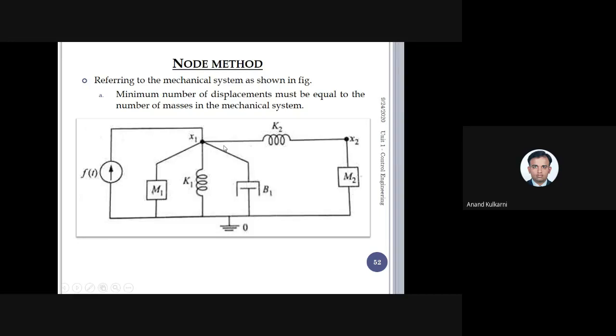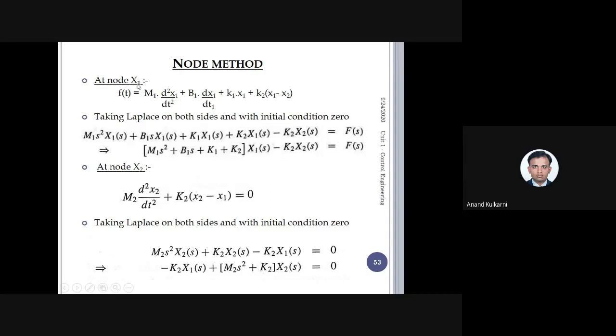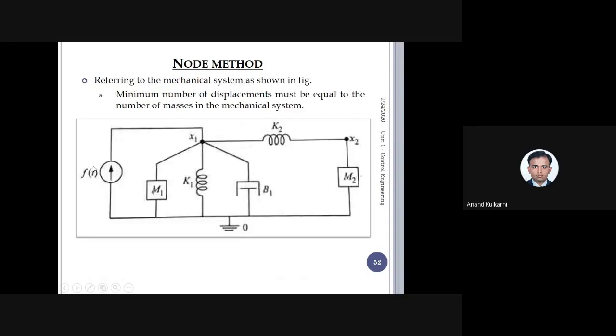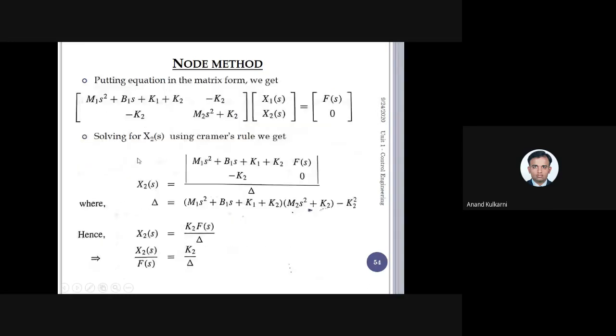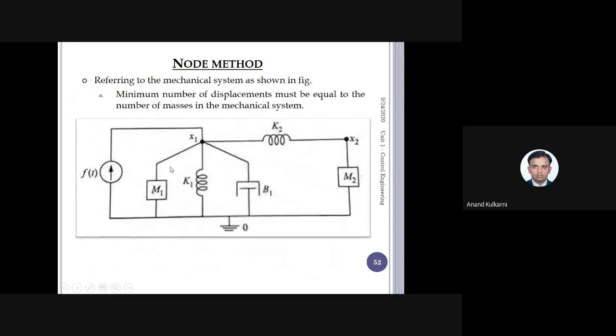For a mathematical equation, the force which is acting should be equal to the summation of all these interactions. If you observe here, force f of t is equal to the mathematical equation for mass, damper and spring. So what is the equation we'll have to write? Remember, for mass it is an acceleration term, damper is a velocity term, and spring is a displacement term.